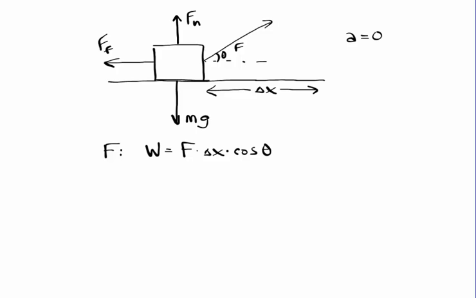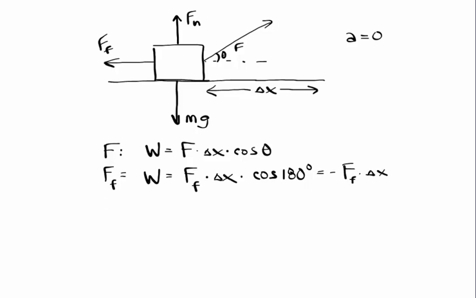If you were to do the work being done by the friction force, you would have the friction force times the displacement times the cosine of 180 degrees, because the angle between the displacement and the friction force is 180, which would give us negative force of friction times the displacement.